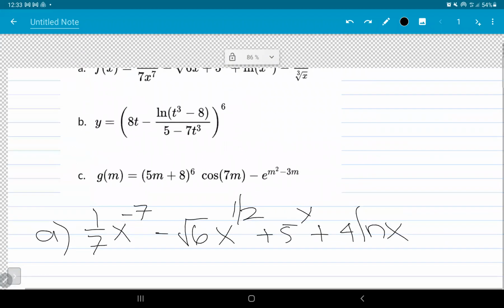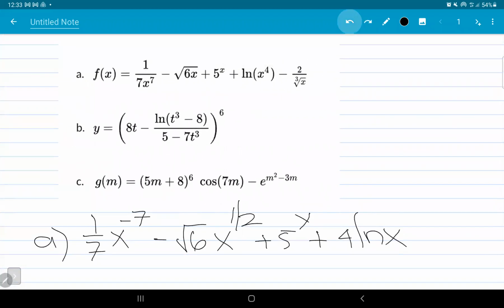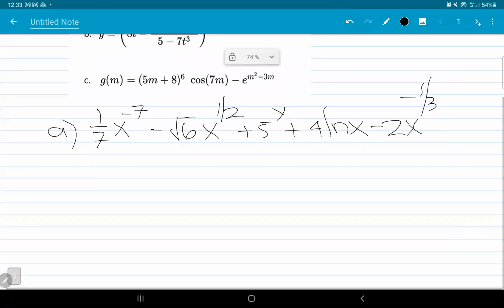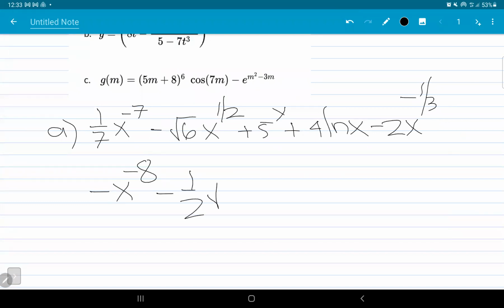Then you can rewrite the last term as 2x to the negative 1/3, cube root yan. Then proceed to differentiate. So bring down negative 7. So magka-cancel yung 7. And you can leave it as this. Bring down 1/2. Subtract 1. Pwede na yan. Final answer.